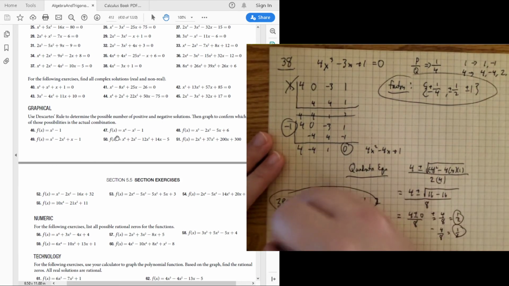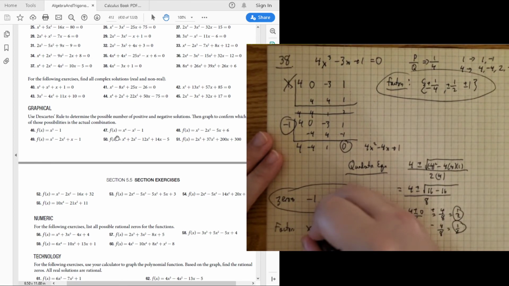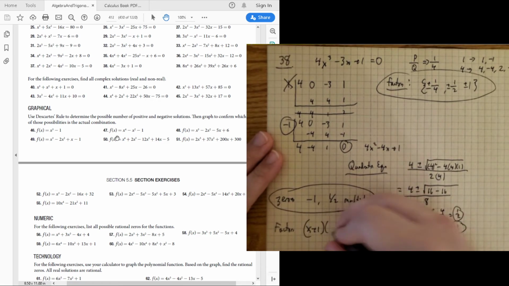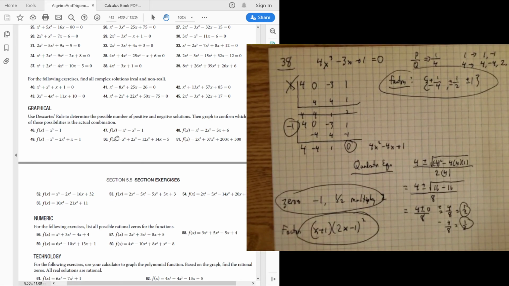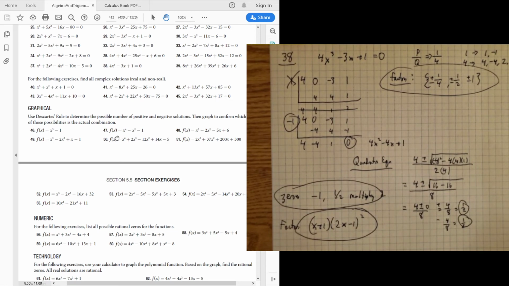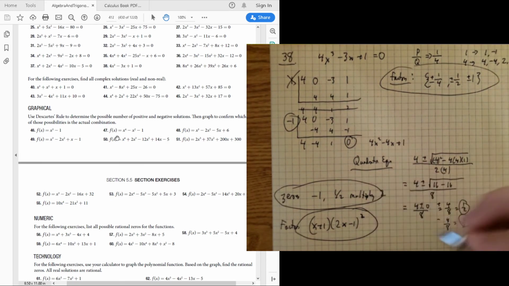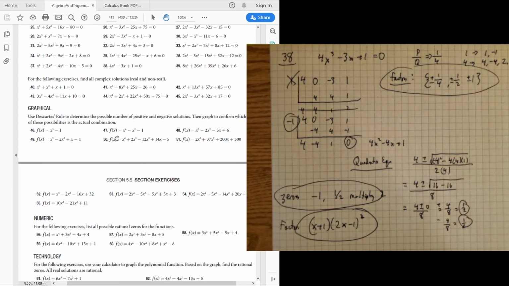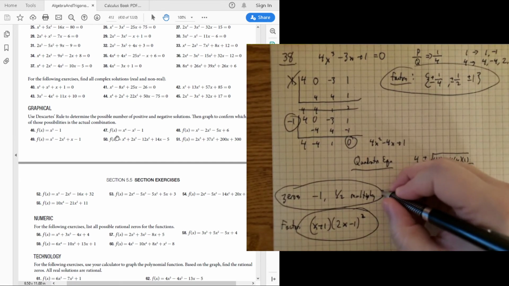If I want to find the factors, this would be x plus 1 and 2x minus 1 squared. You can always convert backwards by just doing the opposite steps we would to find it normally: taking x equals 1/2 and then solving for 0. Notice it has to be squared because there's 2 of them. One for when we added, one for when we subtracted. 2 answers, because the quadratic equation should always give 2 answers. It's just they may be multiplicity. So it's multiplicity 2.